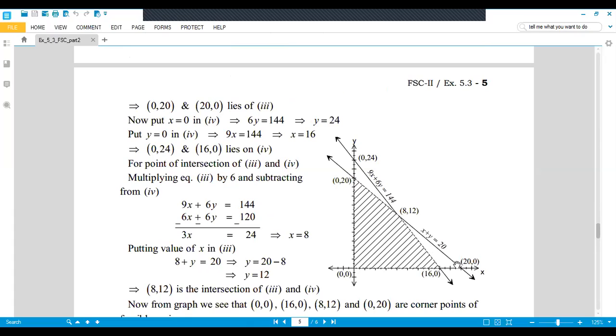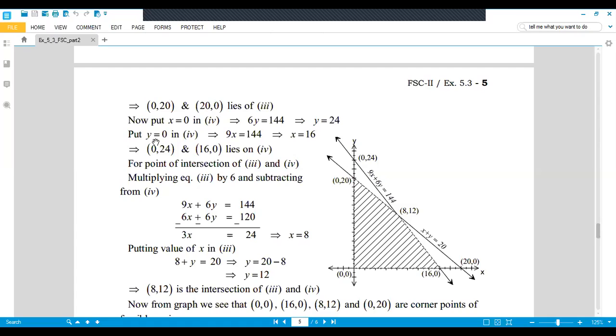So this line represents the equation x plus y equal to 20. Now come to number 4. In number 4, we put x equal to 0. So we get 6y equal to 144. So 6 multiply here, shifted to the other side, it will be divide. So 144 divided by 6, y is equal to 24.